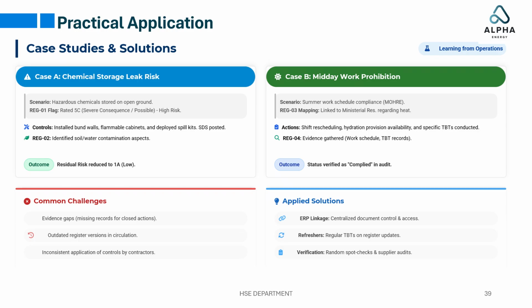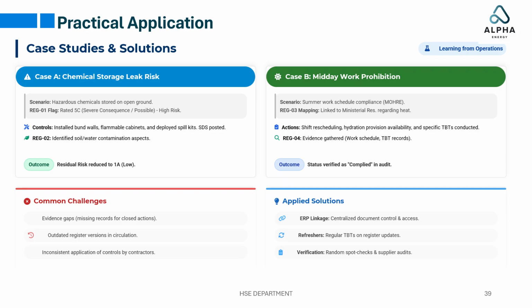Case B, midday work prohibition compliance. This case relates to compliance with the summer midday work regulations. The requirement was captured in the Legal Requirements Register, Reg 03, linking it to operational activities during the summer period.